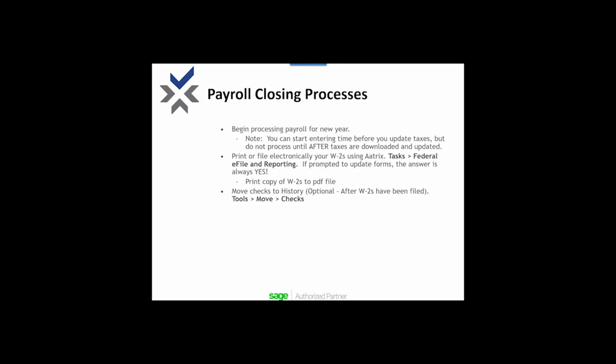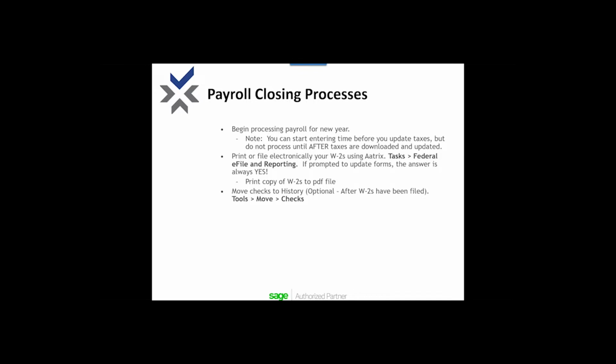After you're processing payroll for the new year, you can print or electronically file your W-2s at any time, either before or after you close the year. You don't have to do it before you close the year. So if you were panicking on December 31st that your W-2s weren't done, you don't have to worry about that.